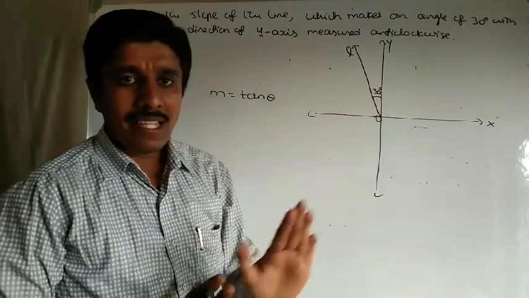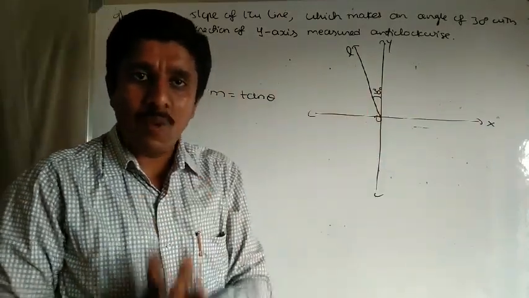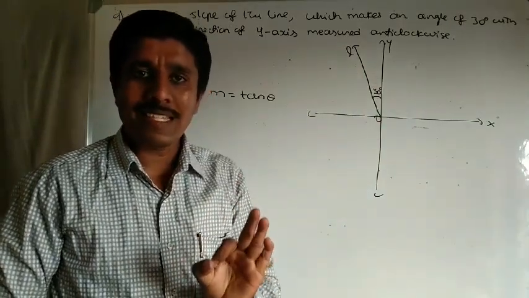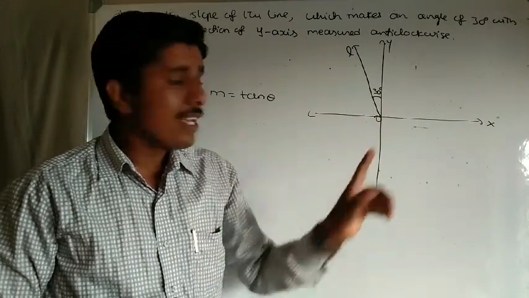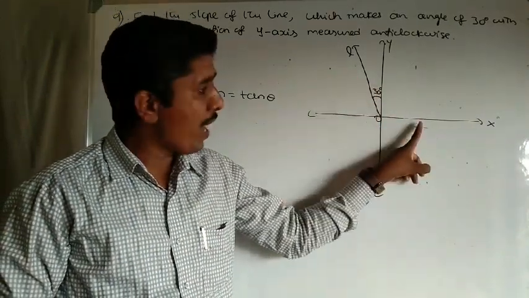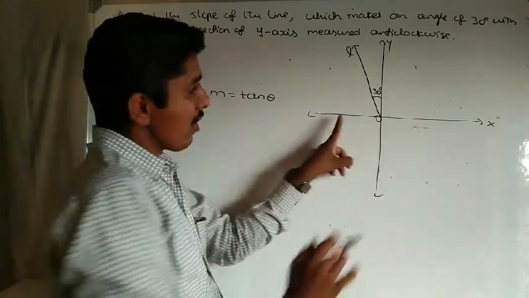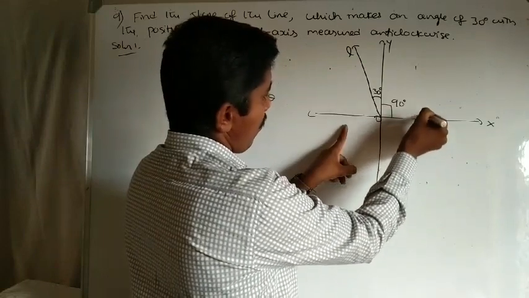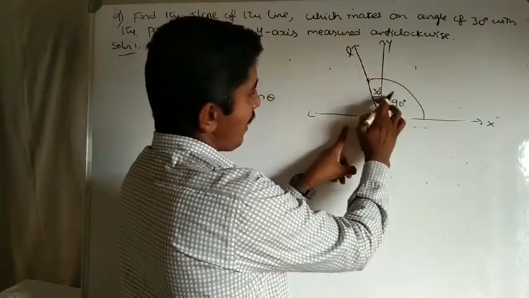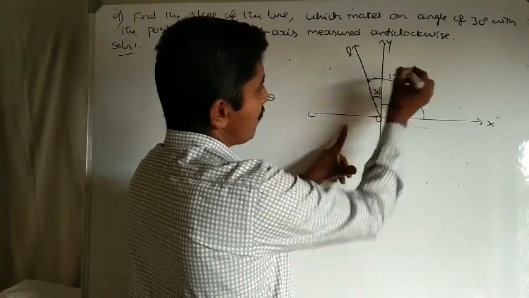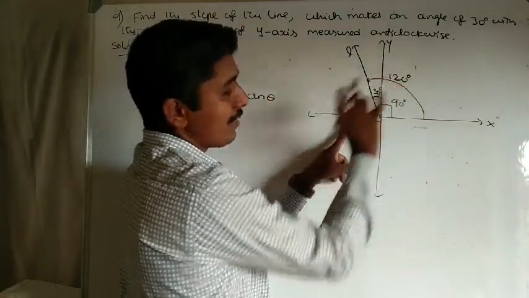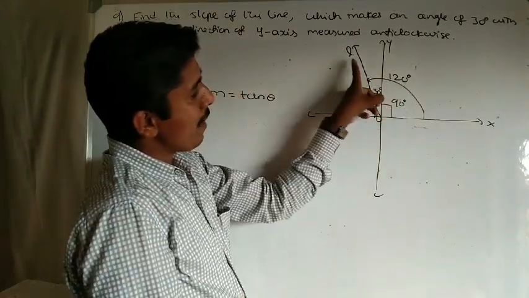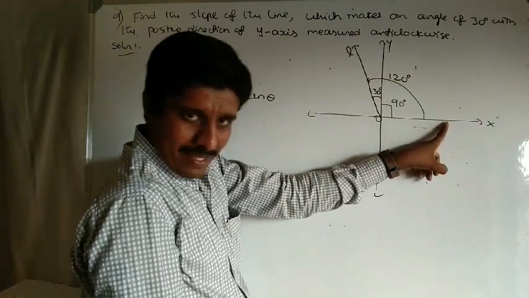Here 30 degree cannot be the inclination of the line, because it is made by the line with the positive direction of y-axis. Then what is the inclination of the line? Inclination of the line is the angle made by the line with the positive direction of x-axis. Correct. What is the angle between y-axis and x-axis? Clearly 90 degree. Then what about the total angle? 90 degree plus 30 degree, 120 degree. This is theta. Theta equal to 120 degree. Are you following? It is made by the line with the positive direction of x-axis.